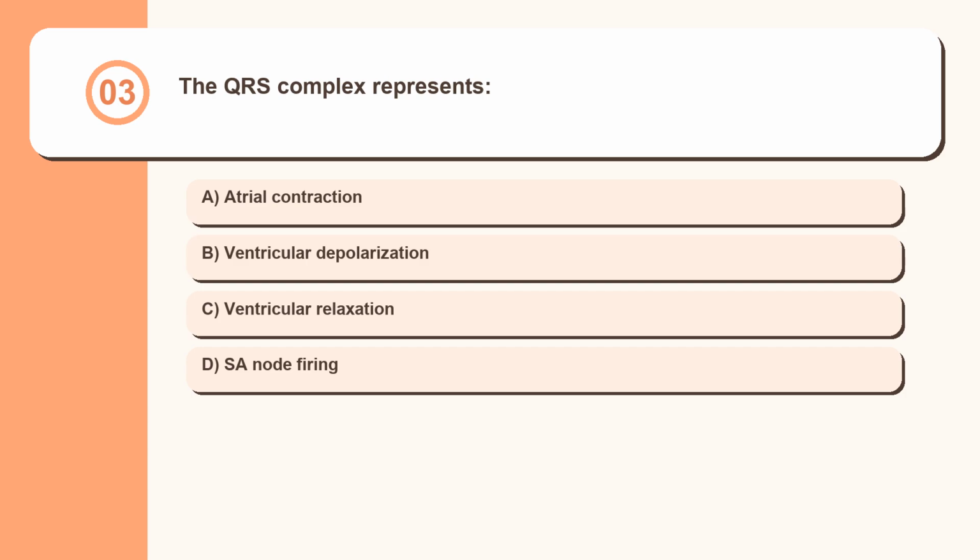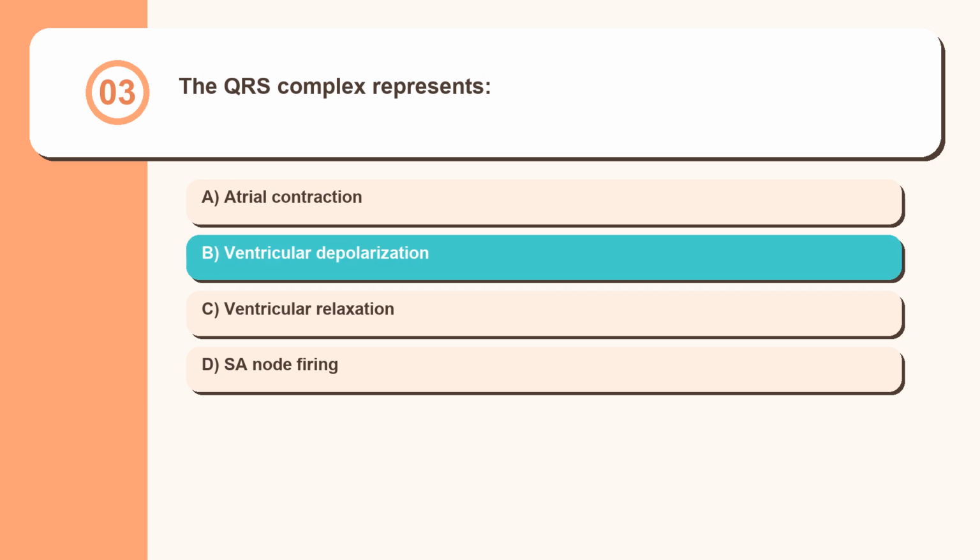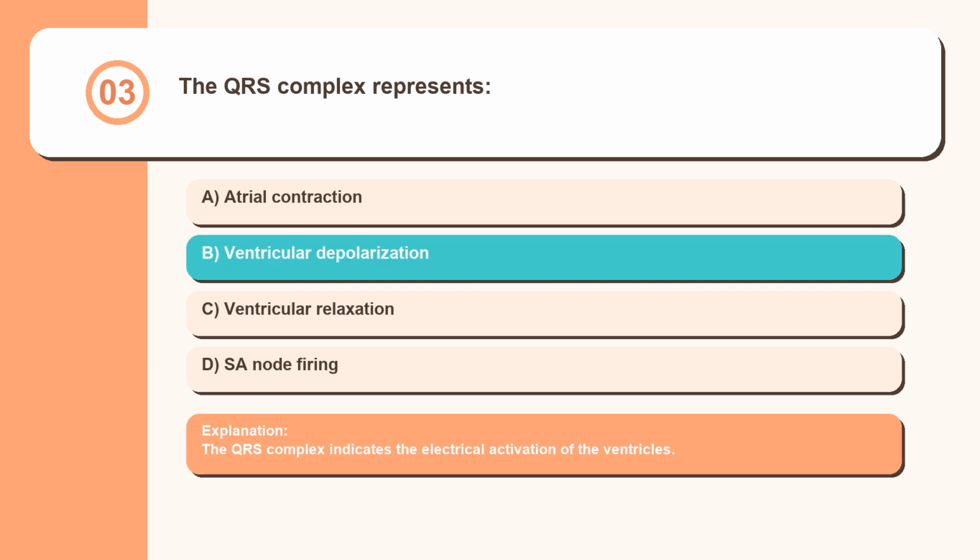Question 3. The QRS complex represents atrial contraction, ventricular depolarization, ventricular relaxation, SA node firing. The QRS complex indicates the electrical activation of the ventricles.